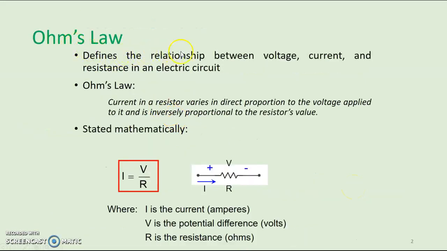Ohm's law defines the relationship between voltage, current and resistance in an electrical circuit. Current in a resistor varies in direct proportion to the voltage applied to it and is inversely proportional to the resistor value. This statement is stated mathematically as I is equal to V by R, where I is current through the resistor in amperes, V is potential difference across the resistor in volts, and R is the value of resistor in ohms.